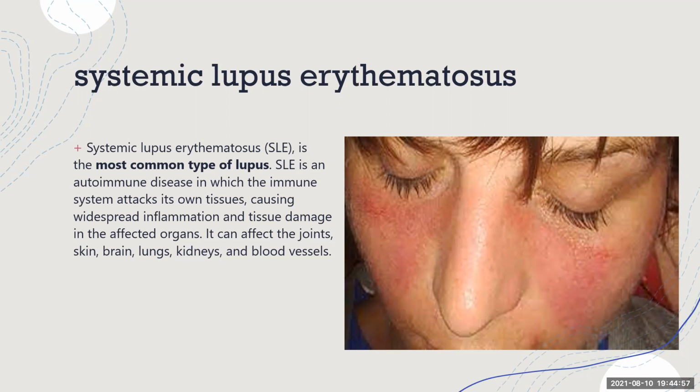And of course, if the scenario is there with you in the question, then you can see the ANA level, you can see the diagnostic criteria of SLE, and then you can easily differentiate, okay, this is an SLE rash, it's a butterfly rash.